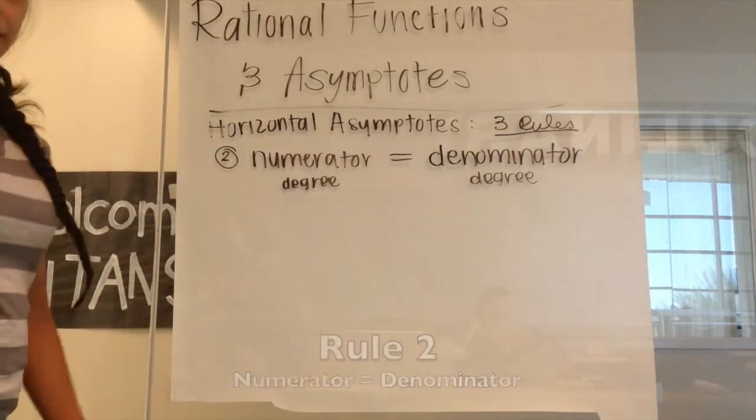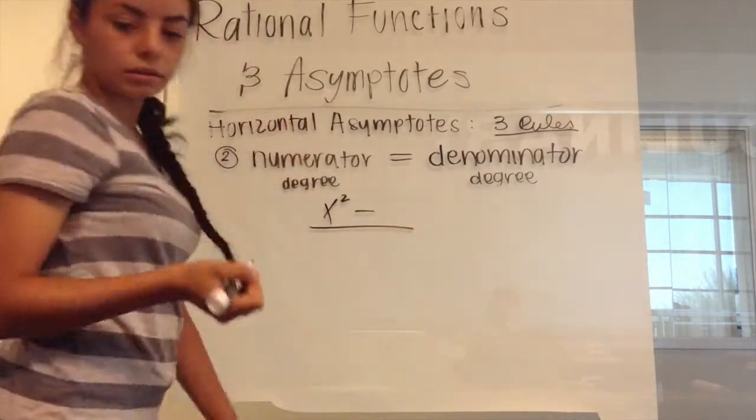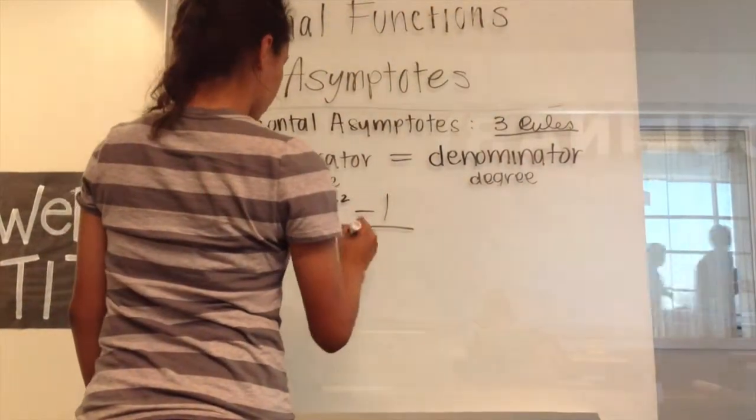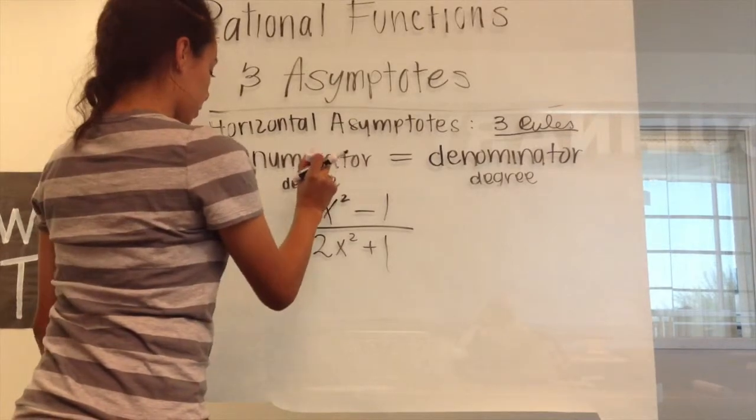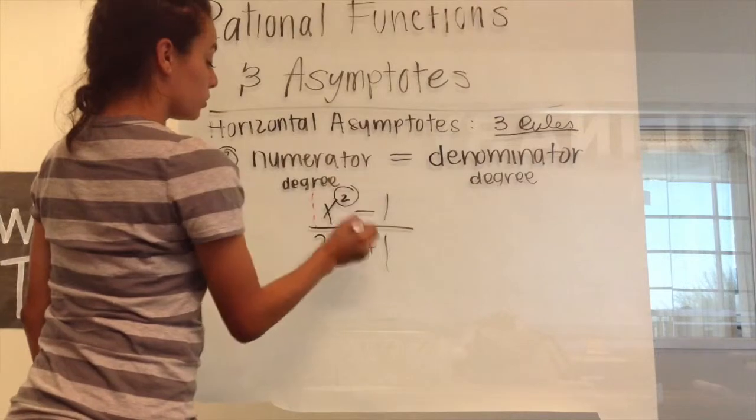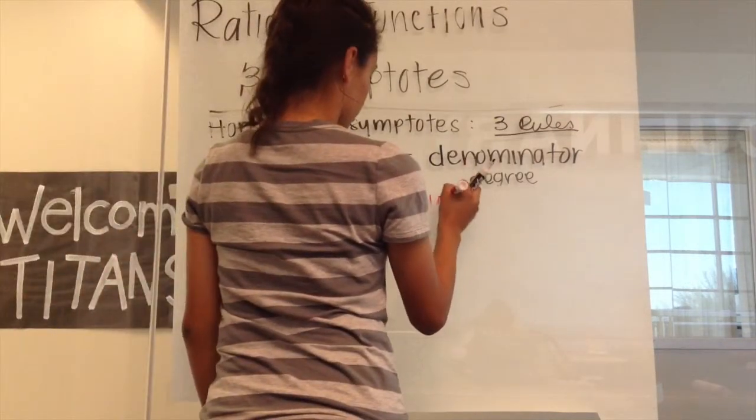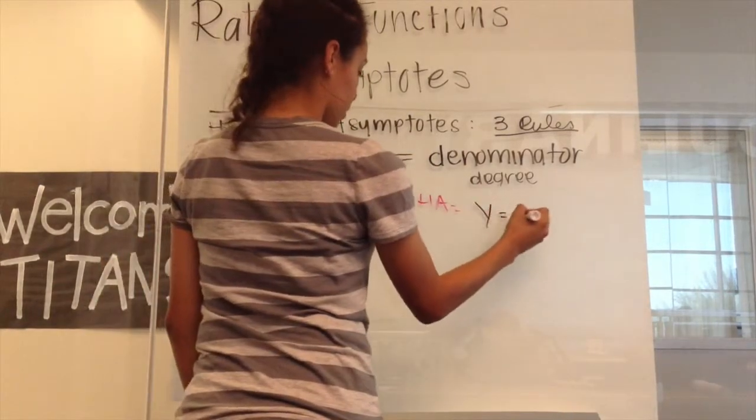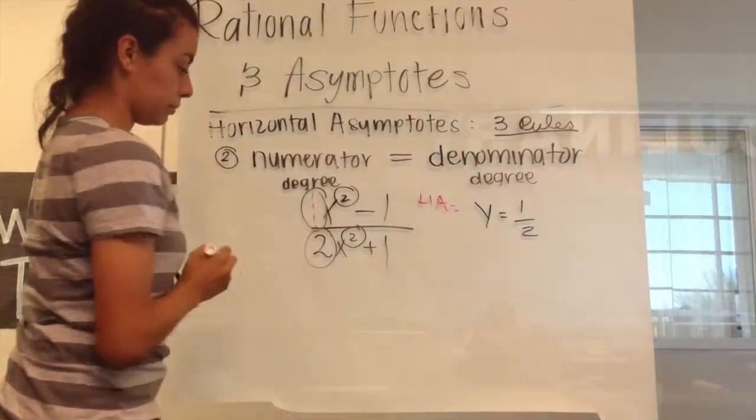For rule number 2, what we have is that the numerator degree equals the denominator degree. So this would be kind of like x squared minus 1 over 2x squared plus 1. What we're really looking at is that the x squared on the top and in the bottom are the same. So we're going to pretend that there's an invisible 1 in the front of the x squared minus 1. And what we're really looking at is the 1 and the 2 on the front, on the top and the bottom. So this is going to have a horizontal asymptote y equals 1/2.